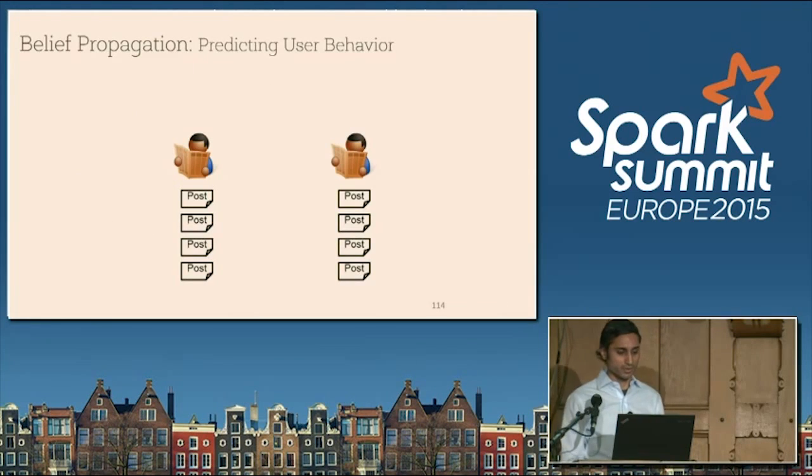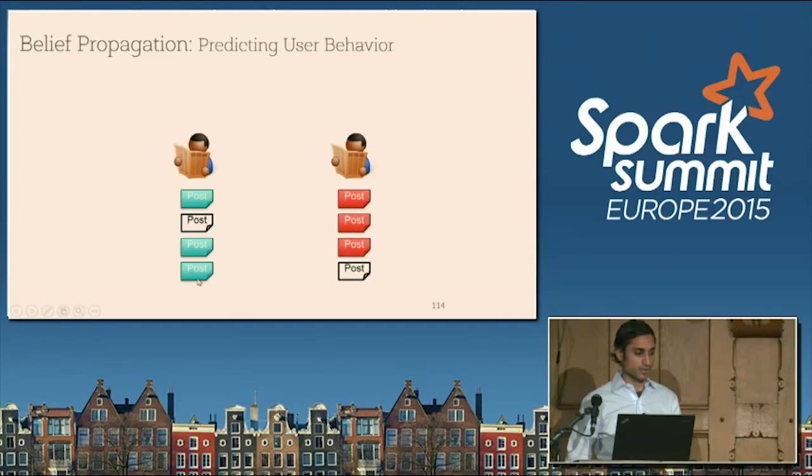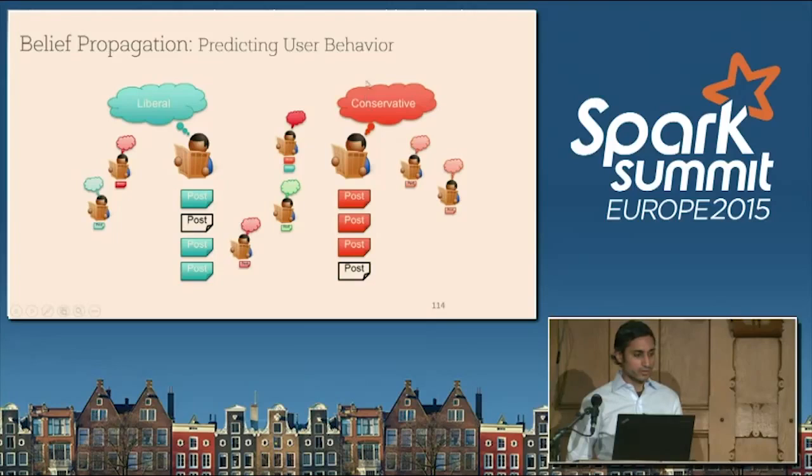Okay, another example of graph networks, belief propagation, predicting user behavior. On the left, we have a user, and on the right we have a user, and these guys read blog posts. This guy, though, is liberal, and he tends to read liberal blog posts, and this guy's a conservative on the right. Now, perhaps we know about other conservative users, and we know about other liberal users, okay? So we don't know just these two people, but we know other people.